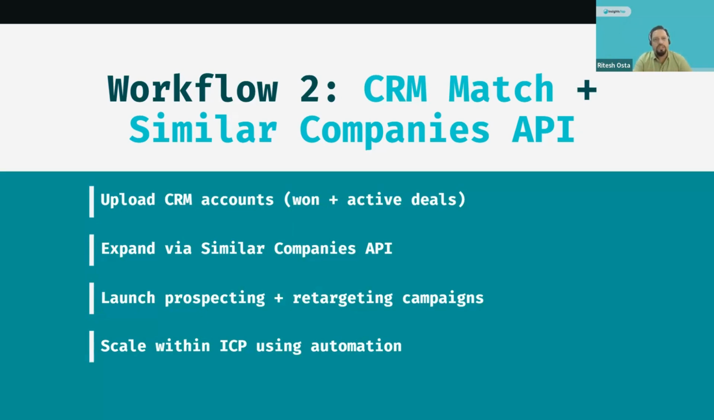And you can also ask the similar companies API to look for companies, say, in the US. Why not? Then find those companies, create a segment, upload it into CRM, match it to the LinkedIn audience, create customer match ads, and then run ads to them. Once you are successful with that particular segment, you can create a lookalike audience. So you can just scale using LinkedIn ads, and the same goes with Google ads. You can launch the prospecting as well as retargeting campaign and scale within the ICP using automation.